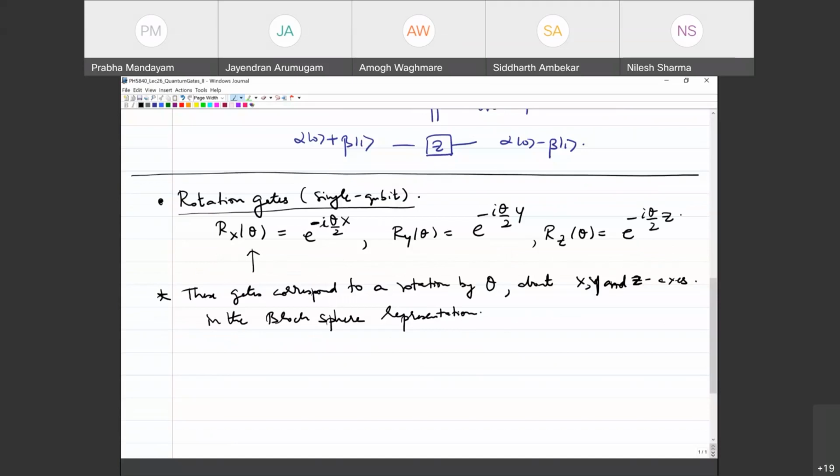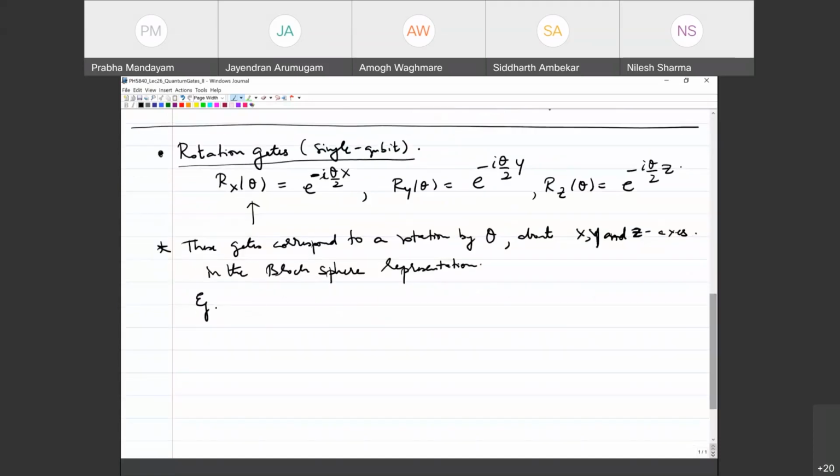And yeah, so for example, with the Z rotation, we saw that it basically takes psi, which is cos alpha by 2 0, plus e to the i phi sine alpha by 2 1, to cos alpha by 2 0, plus e to the i (phi plus theta) sine alpha by 2 1.